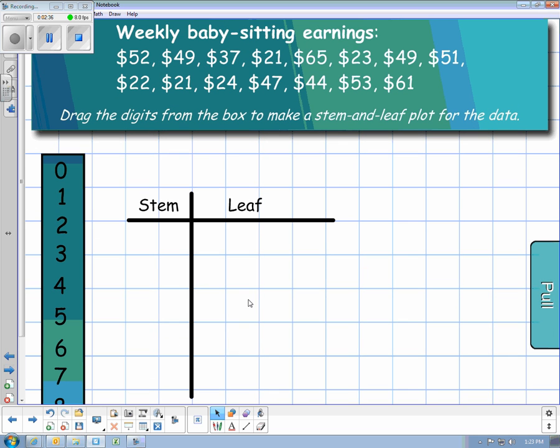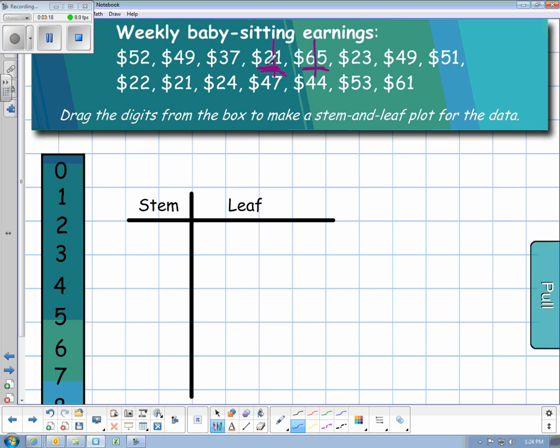It says create a stem and leaf plot for the weekly babysitting earnings. It says drag the digits from the box to make a stem and leaf plot. So we first need to figure out what our lowest and our highest data point is. If I look through my list just quickly, 52, 49, 37, 21, 65, 23, 49, 51. I see a couple of 21s. It looks like that might be my lowest. And I see a 61. Oh, I see a 65. I think that one might be my greatest. So I'm going to make my stems and my leaves the tens place. So I'm going to split them like that.